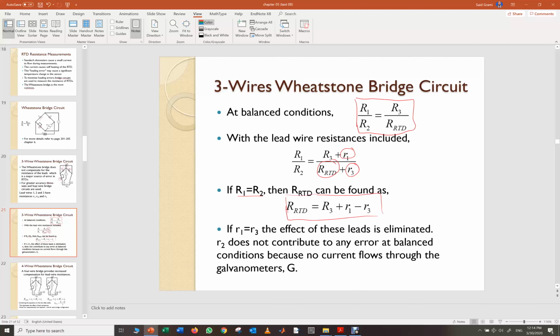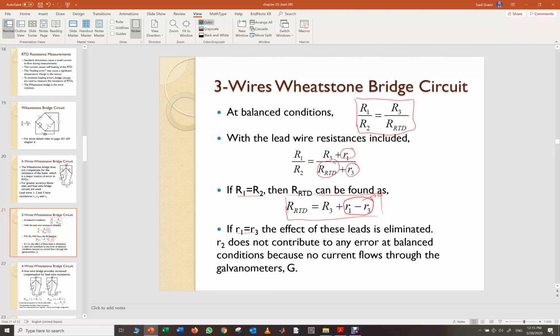Now if small r1 is equal to small r3, the effect of the lead is eliminated. So this quantity is 0, and we get our RTD is R3. So that's how we can cancel the resistance in the wire. We have to choose small r1 equal to small r3, and the big R1 equal to big R2.